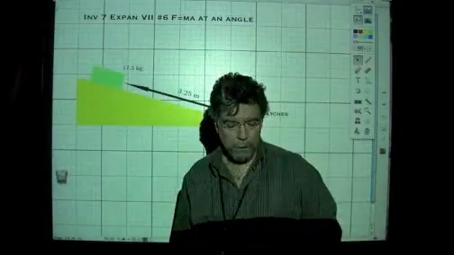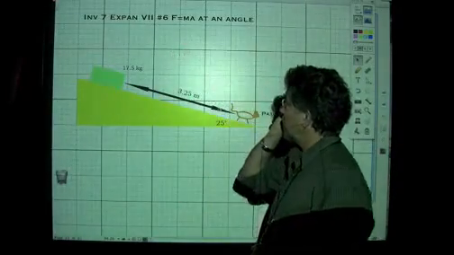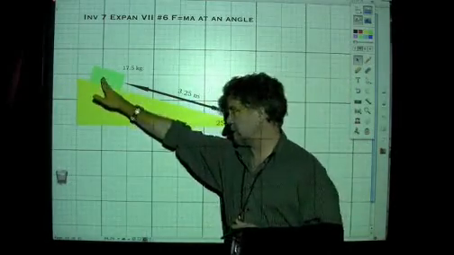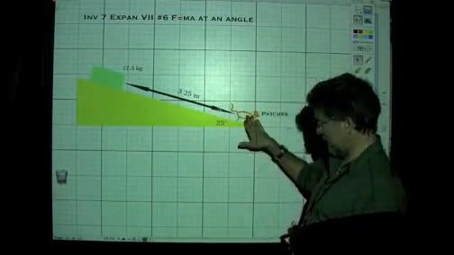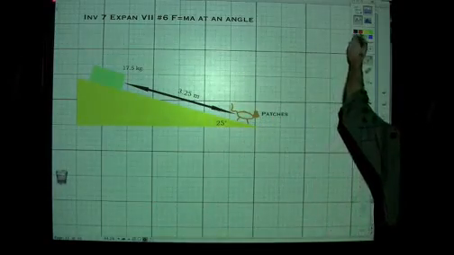Okay, so I'm looking at, as it says up here, investigation 7, number 6. This is F equals MA at an angle. This box is going to slide down the ramp, and the question is, how much time does Patches have to get out of the way? Here's Patches.